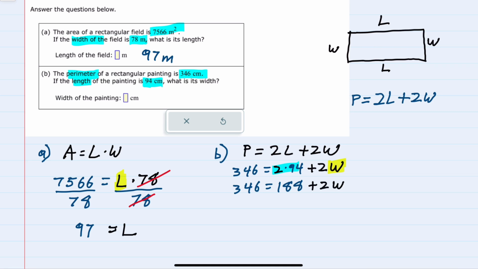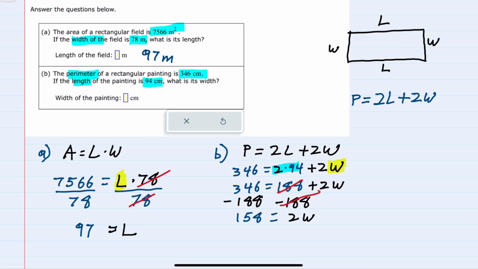To solve for W, I would want to first get the W term by itself. And I can do that by subtracting the 188 term from the right-hand side over to the left-hand side. This will cancel that term on the right, leaving me with just the 2W. And on the left, 346 minus 188 is 158, leaving us with just one more step to solve for W.